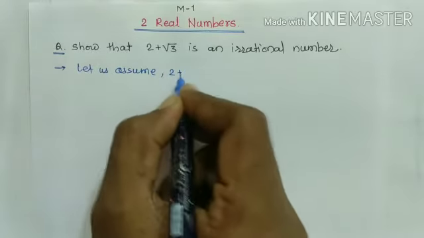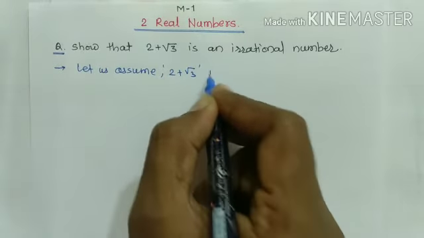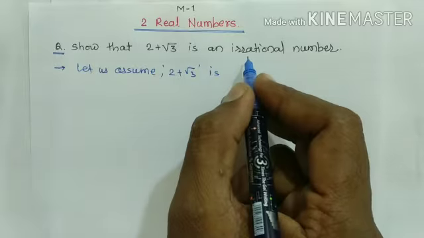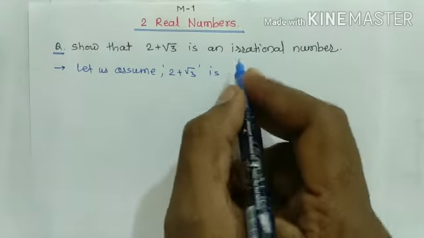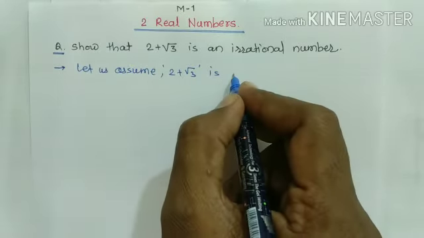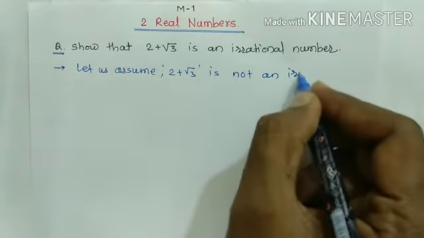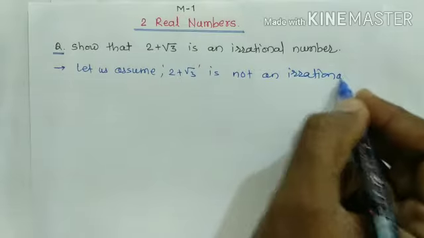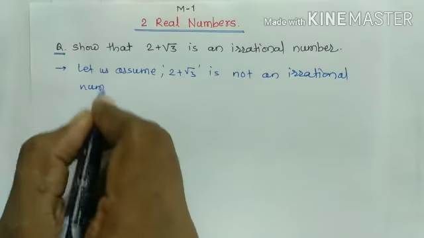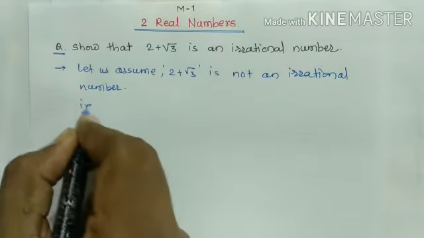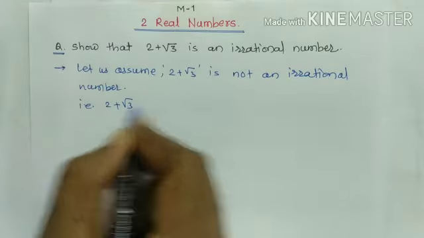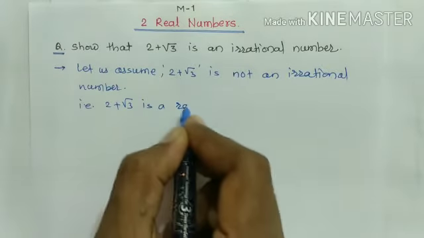Let us assume this: 2 plus root 3 is not an irrational number, or it is a rational number. That is, 2 plus root 3 is a rational number.